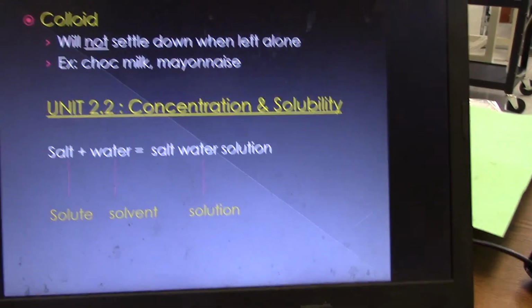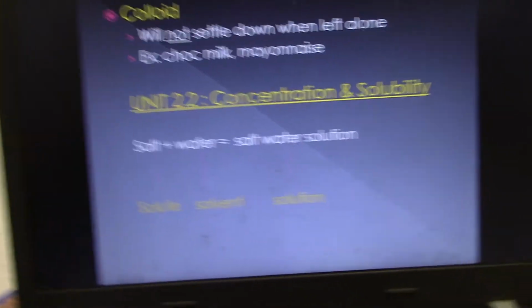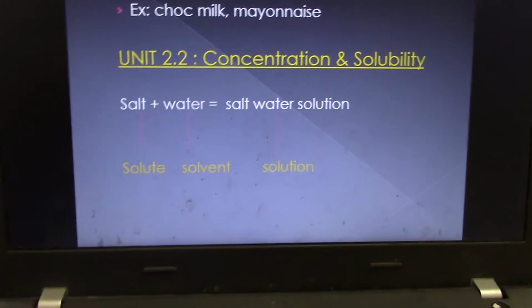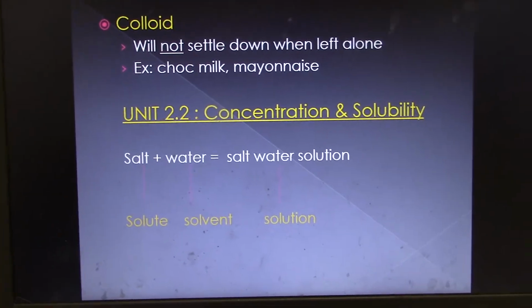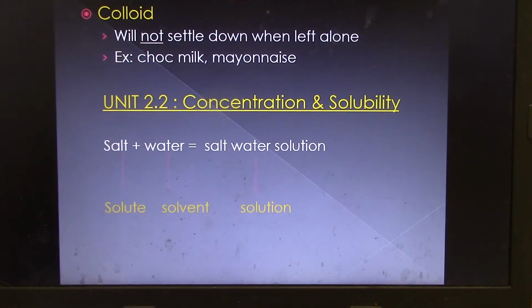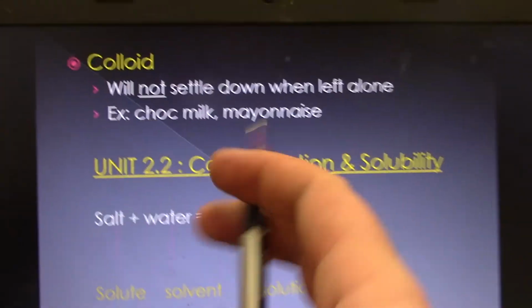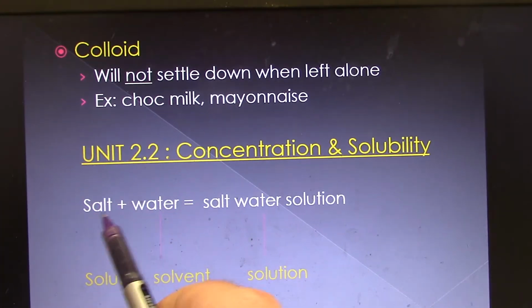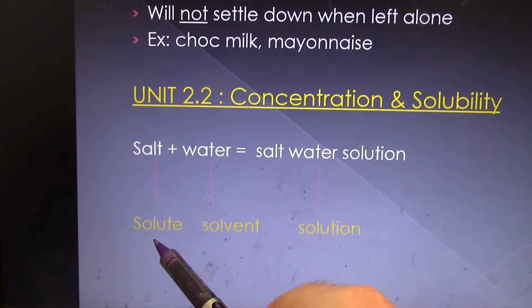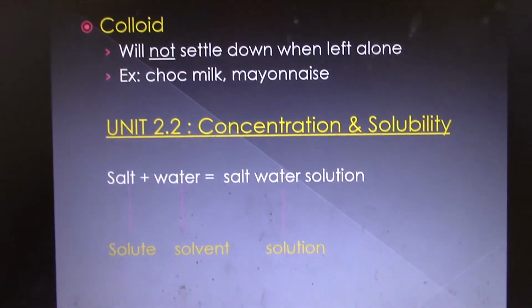So, first thing we need to consider when we look at concentration. Concentration is how much solute is dissolved in a solvent, or how much stuff is inside a liquid. Solubility is the ability for something to dissolve inside a solvent. So this is salt plus water. The salt dissolved in the water. The thing that gets dissolved is the solute, and the thing that does the dissolving is the solvent, and we get a solution from the two of those combined.